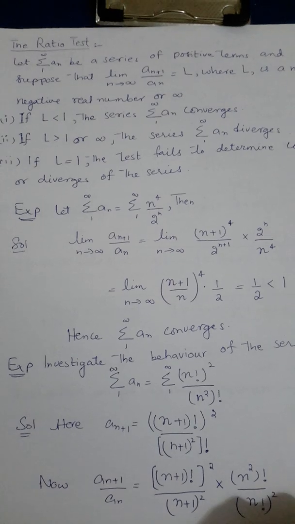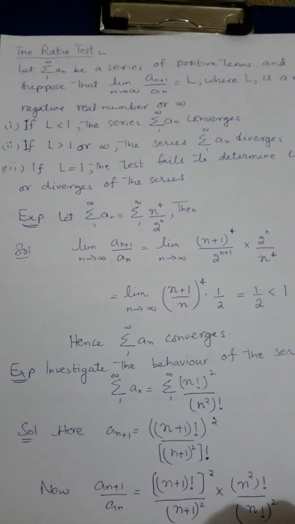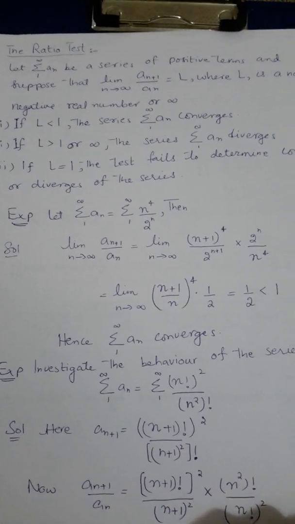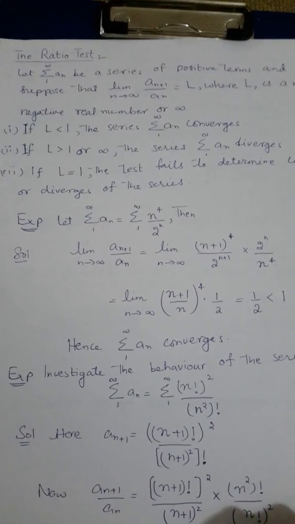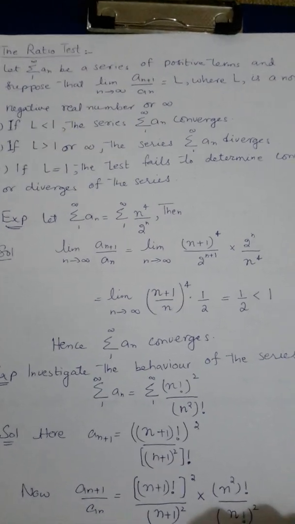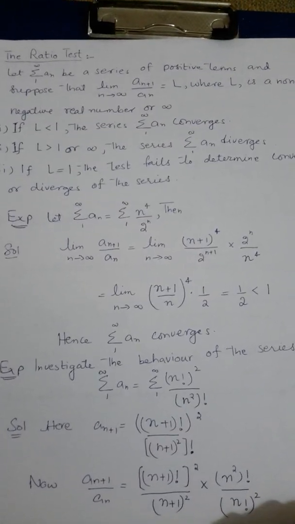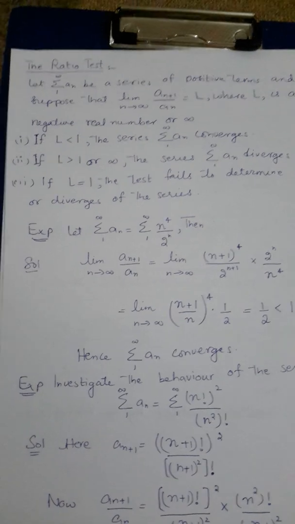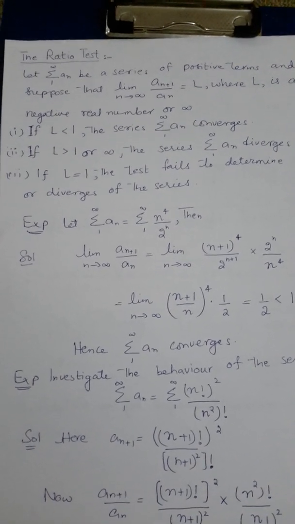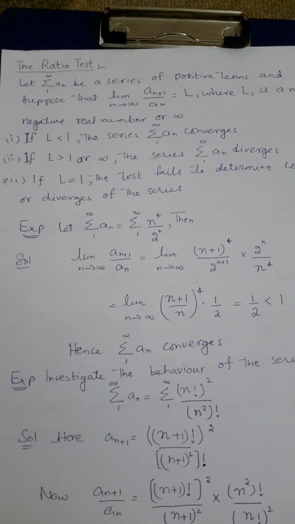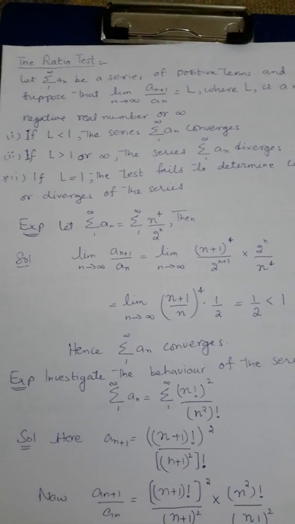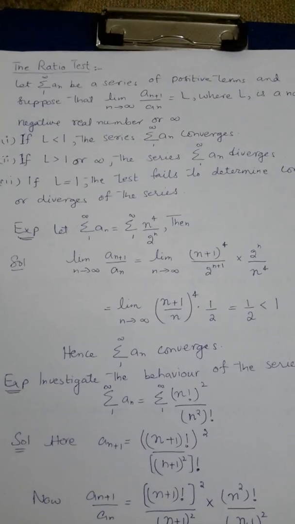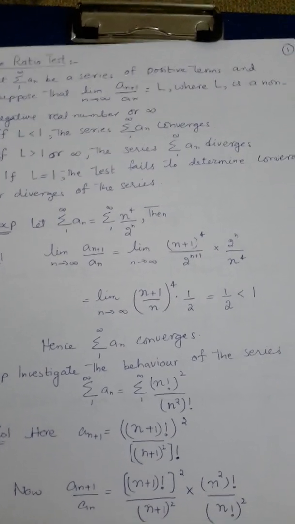If L is less than 1, the series converges. If L is greater than 1 or infinity, the series a_n diverges. And the third one: if L is equal to 1, the test fails to determine convergence or divergence of the series. So we have three points: if this limiting value L of the ratio is less than 1, the series converges; if L is greater than 1 or infinity, the series diverges; and if L is equal to 1, then we simply say that our test fails to determine convergence or divergence of the series.